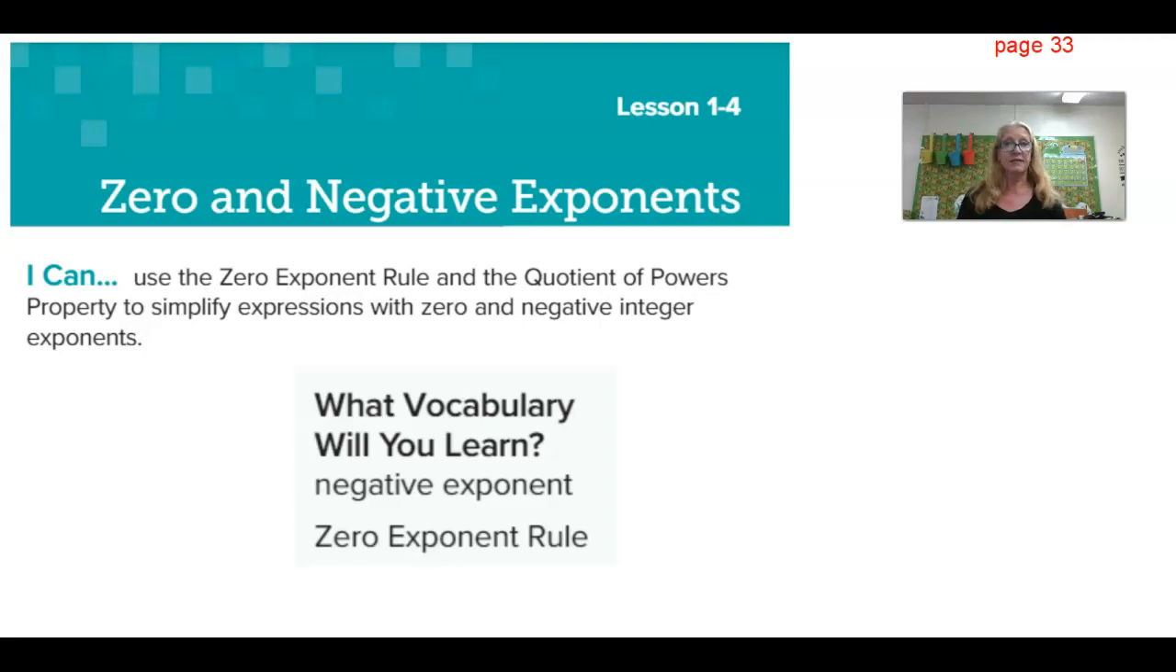And your I can statement is: I can use the 0 exponent rule and quotient of powers property to simplify expressions with 0 and negative integer exponents. So let's get started.